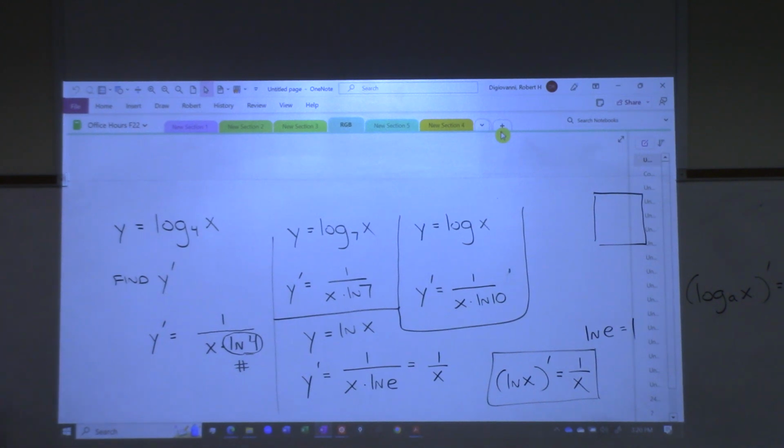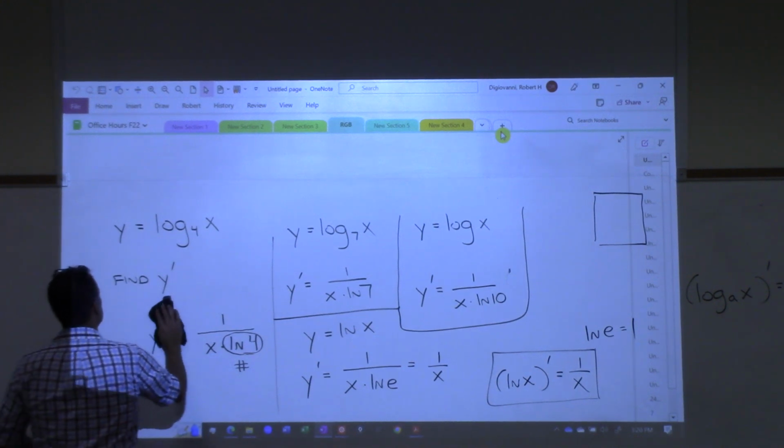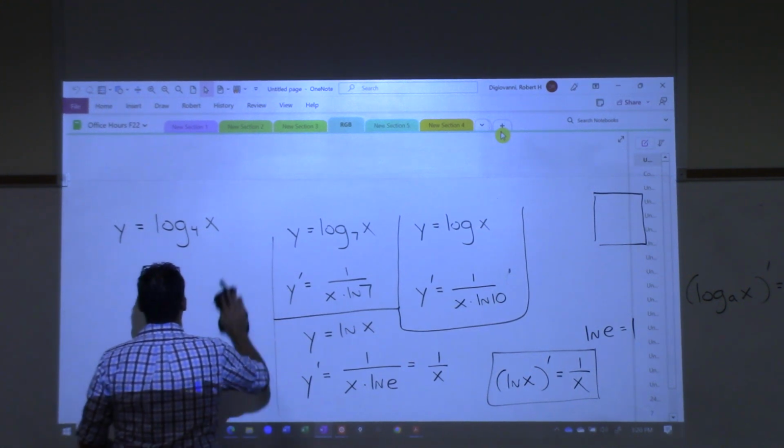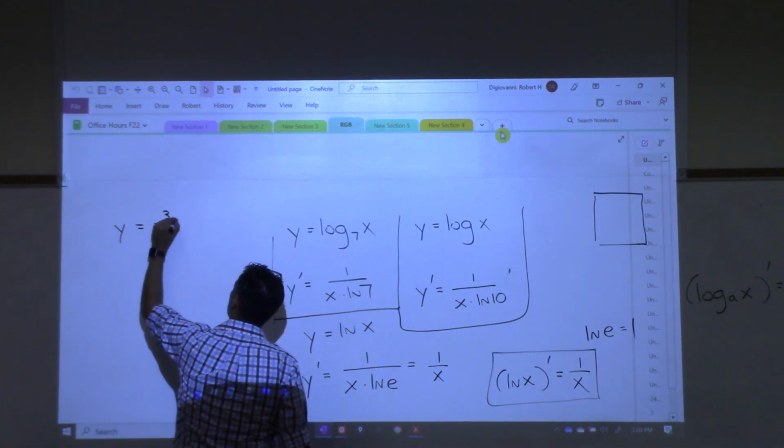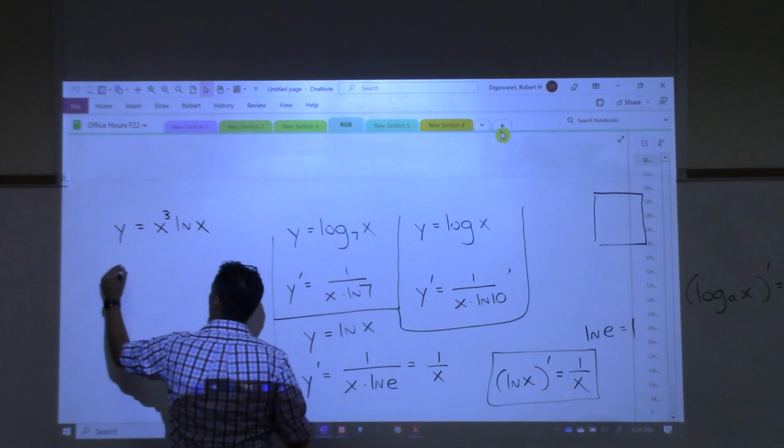Now we need to be able to use this with all the other rules that we've already learned. So that means we need to be able to throw in product rule, quotient rule, chain rule, all that stuff. We need to be able to throw this into the playing field. So let's do something like this. What if we have y is, I don't know, x cubed natural log x? Find y prime.